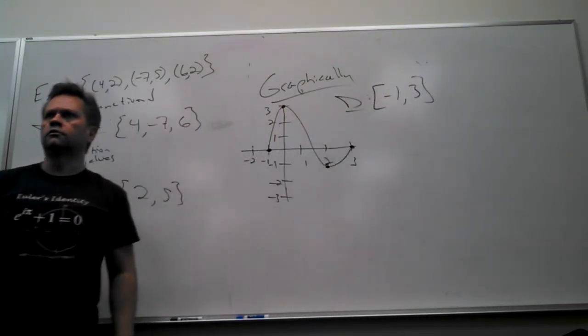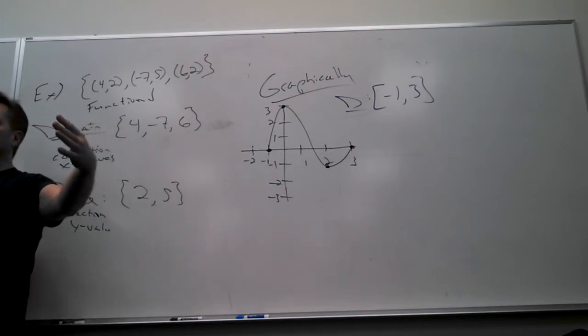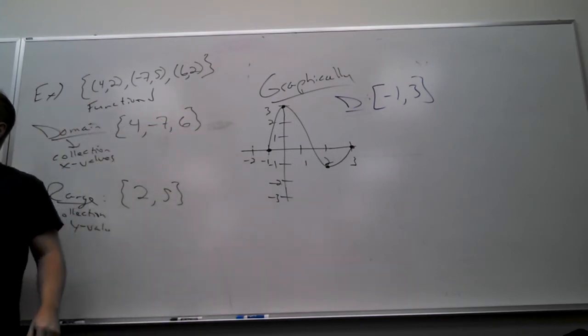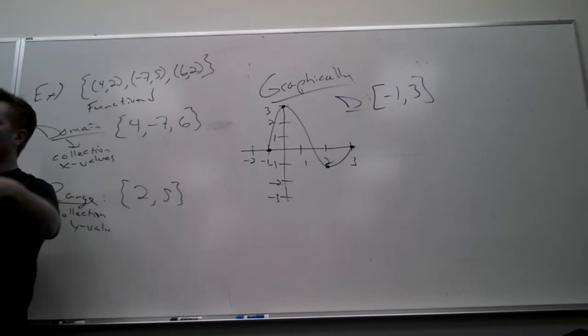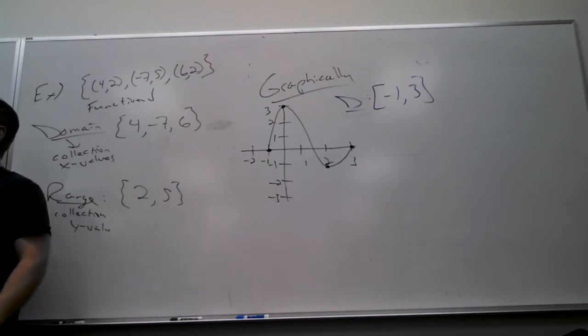Interval notation. Interval notation means everything between those two, right? And there's no open circles on this graph. Would you be wrong putting it 3, -1? Yes. You always put smallest, comma, biggest. From this to that. So just don't do that.